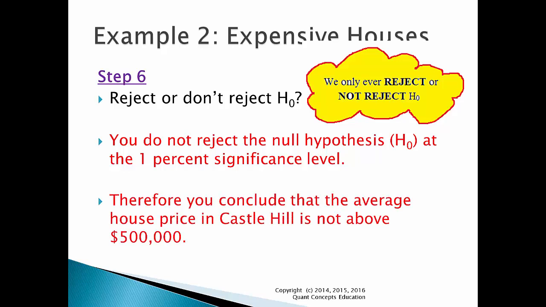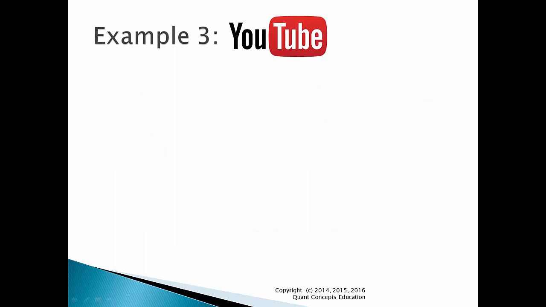So you conclude that the average house price in Castle Hill is not above $500,000. And that's it. We've answered this question perfectly. Not too bad, huh? Once we get the hang of it, we can answer these questions much faster. It just takes practice. Okay, let's do example 3.